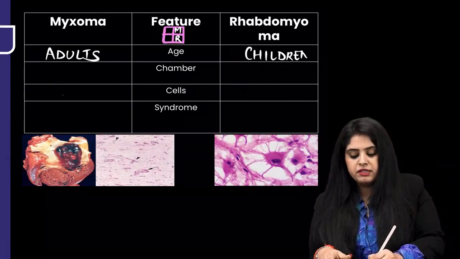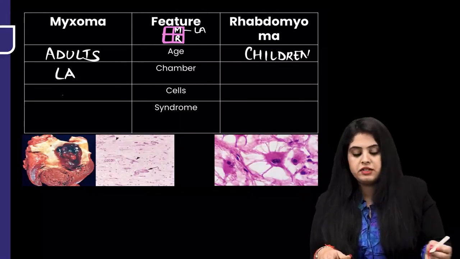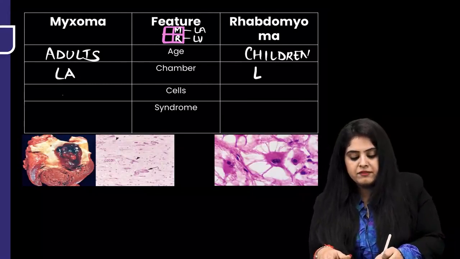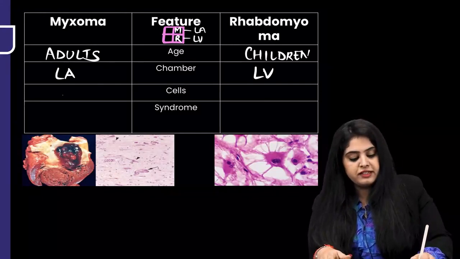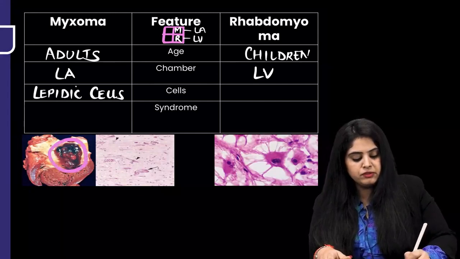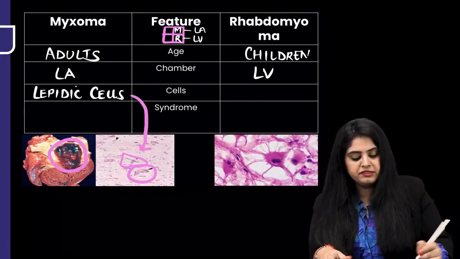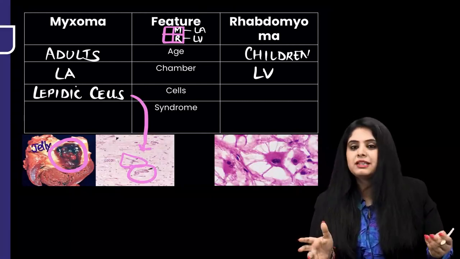Then where have I written myxoma? Myxoma I have written in the left atria. So the chamber is going to be left atrium. Rhabdomyoma I have written below. So the chamber is going to be left ventricle. For the cells, remember, myxoma shows you lipidic cells. You can see this jelly-like myxoid tumor. Lipidic cells are going to be seen, and this jelly kind of tumor. Myxo means jelly.